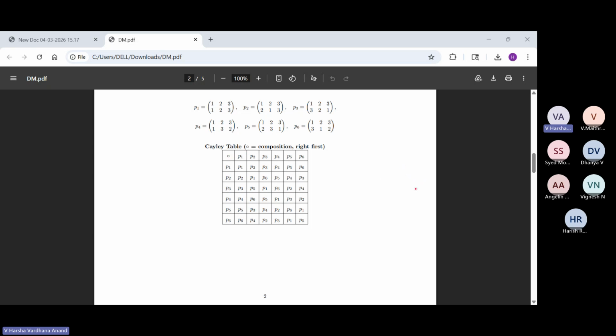And this order means, if you want to operate on anything, for example X, this entry would be P1 of P2 of X. So here, despite P1 coming on the left and P2 on the right, P2 takes precedence.